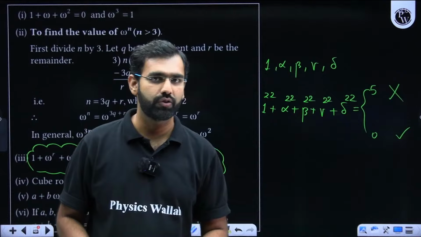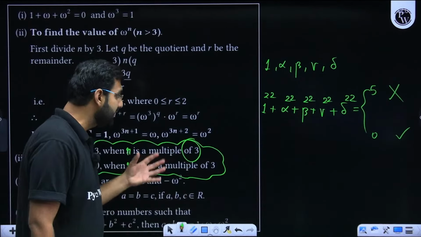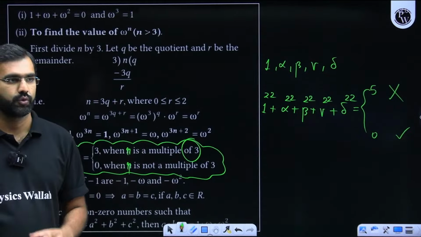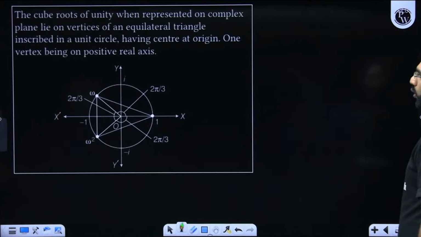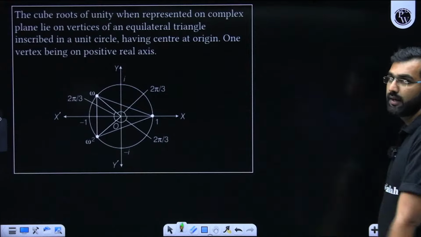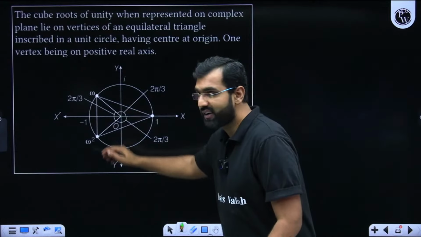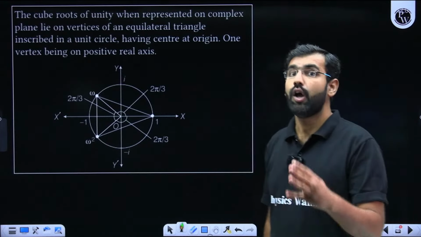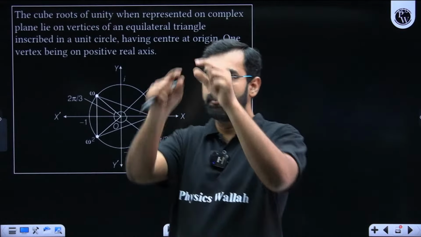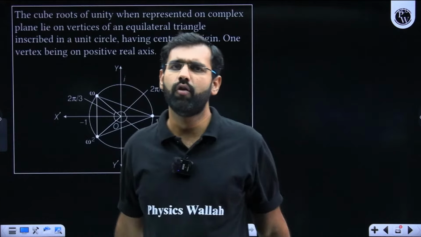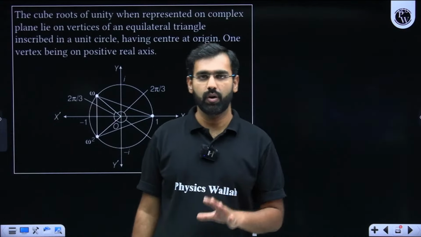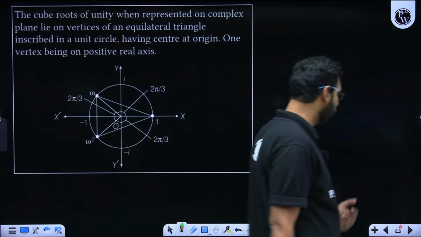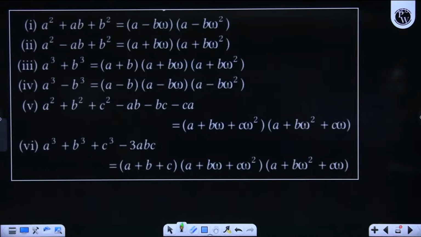Will you remember that result? Questions based on that result are asked, so you've got to remember that. I hope you will. Now from here, when we plot the cube roots of unity, they form an equilateral triangle. The fourth roots of unity form a square. The fifth roots of unity form a regular pentagon. So they form a regular shape, triangle, quadrilateral, pentagon, depending on the number of roots.